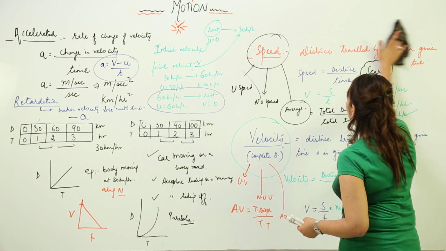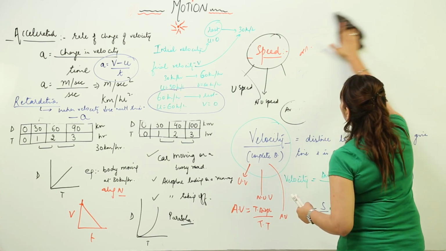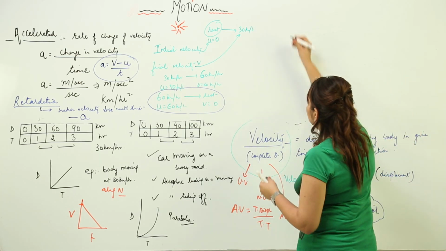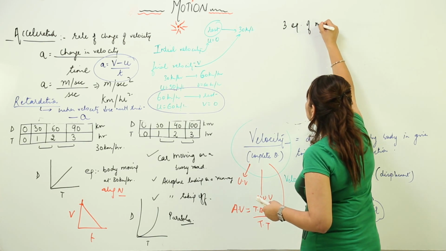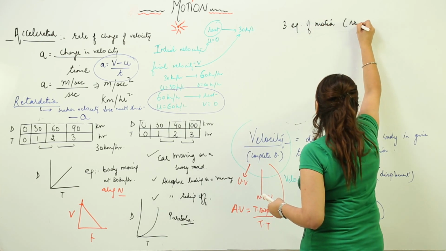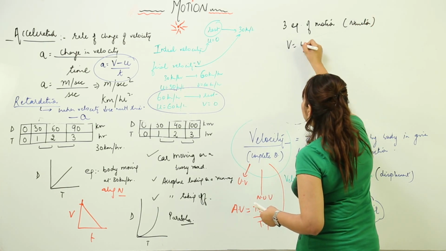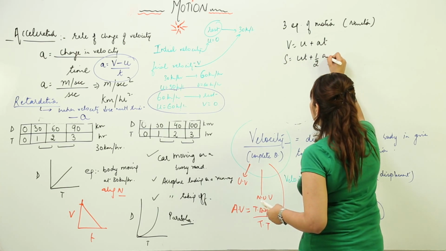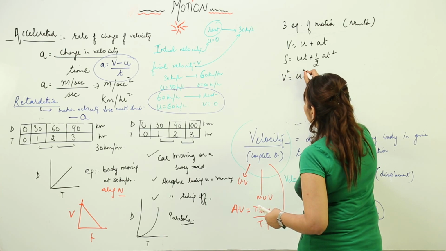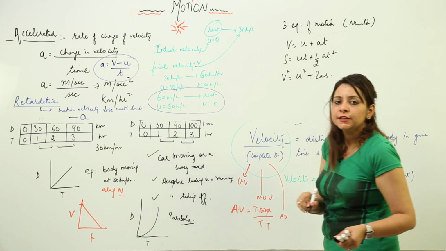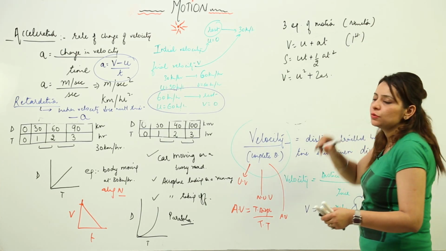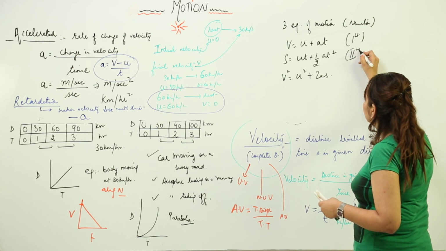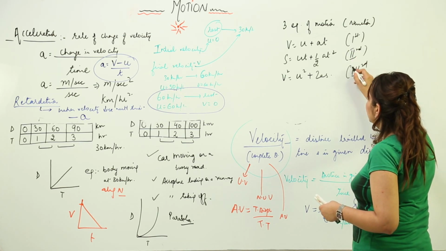Now if we look for equations of motion, we have actually three equations of motion given by Newton. First equation is v = u + at. Second is s = ut + half at square. And third is v square = u square + 2as. So if I say that this is the first Newton's equation, you need to write that this is the first one. You should not jumble the numbers. This is the second one, this is the third equation of motion given by Newton.